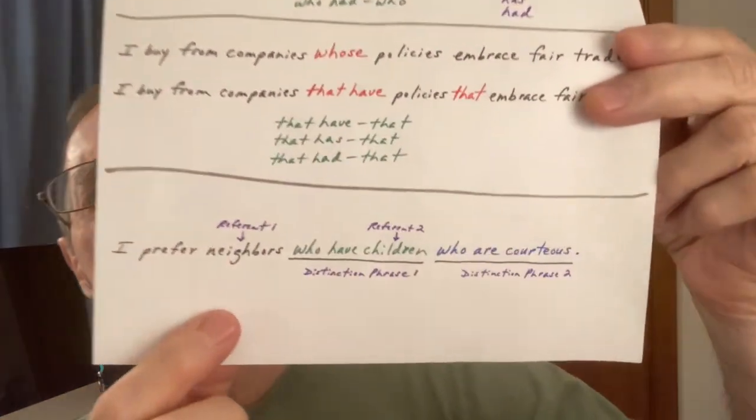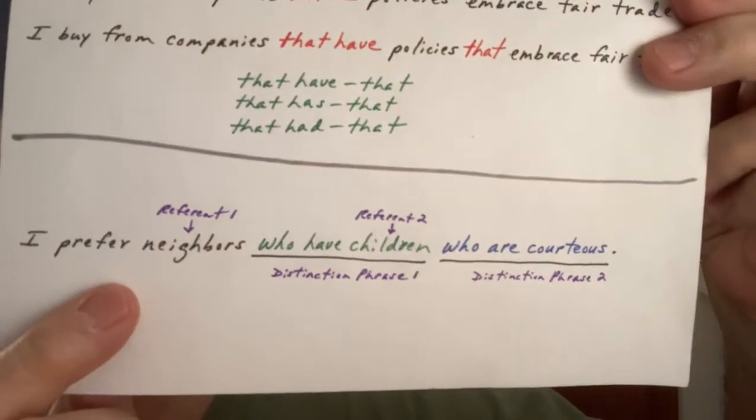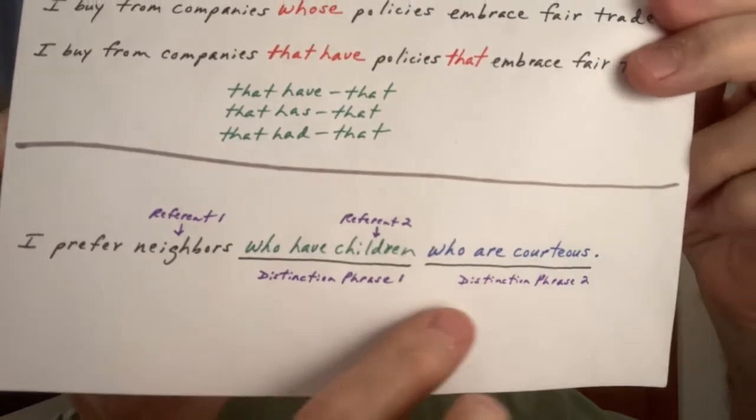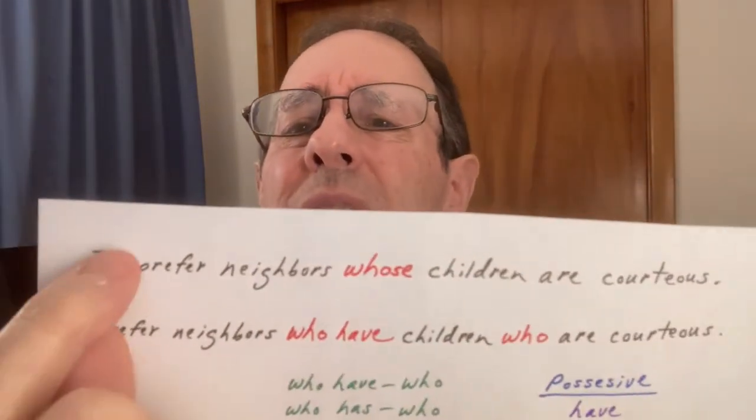Now here's the beautiful thing. Look at this sentence. Look at this mess. This is so beautiful, and I'm really proud of this. I prefer neighbors who have children who are courteous. It started out with this top sentence. This is what you would say when you speak.